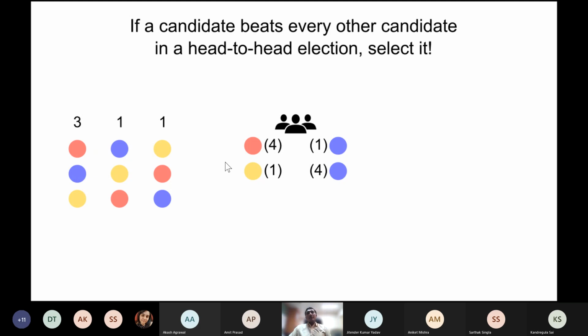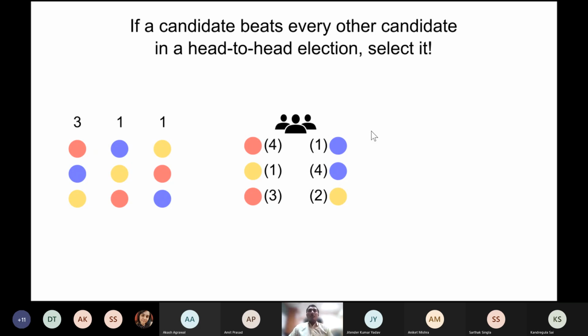Similarly, if you look at yellow and blue, this voter here is the only one who supports yellow, and the others support blue. So blue wins this election. And if you compare red with yellow, then red wins the head-to-head election, right? Because of these 3 voters.